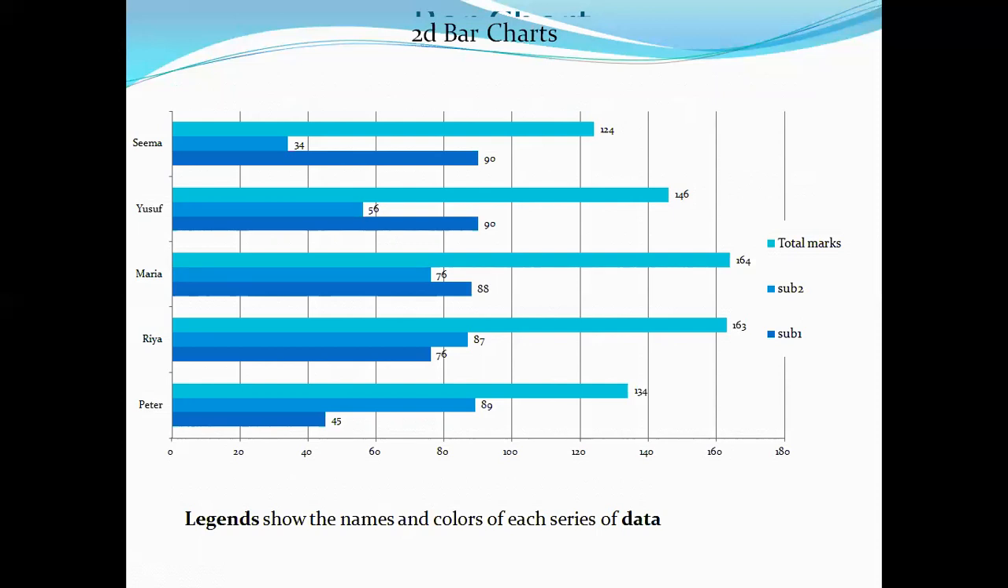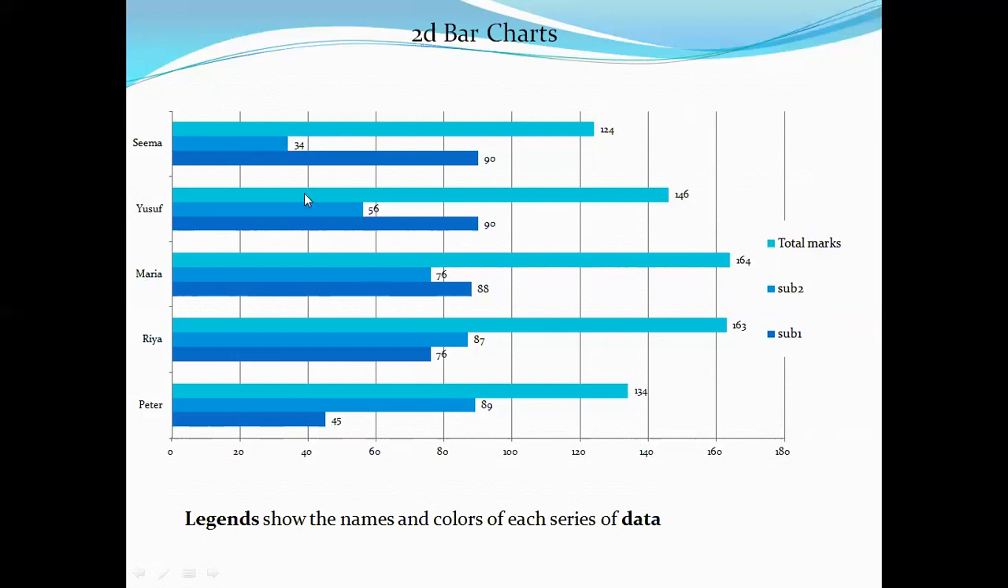Okay, and one more thing I want to tell you. On the right side, where it is written total marks, subject 2, subject 1, can you see this? So these are called legends. Okay, so these colors, these names, what we have taken is legend. So what you can see in this chart is that there are different students' names written here, Seema, Yusuf, Maria, and so on. Okay, and these are the marks, 20, 40, 60, 80. So in this chart we have name versus marks, and the data series shows how much everyone has scored.